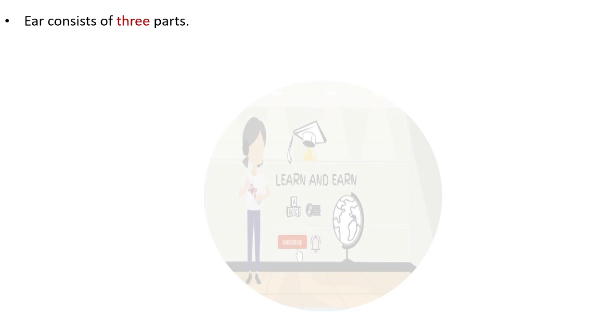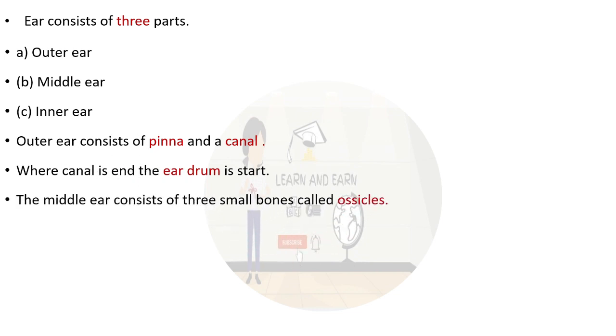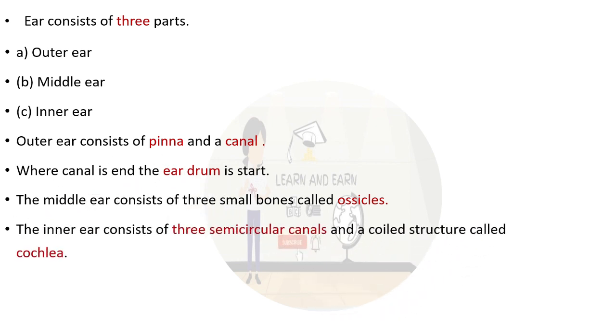Next is ear. The ear consists of 3 parts: outer ear, middle ear, inner ear. The outer ear consists of pinna and a canal. Where the canal ends, the eardrum starts. The middle ear consists of 3 small bones called ossicles. The inner ear consists of 3 semicircular canals and a coiled structure called cochlea.